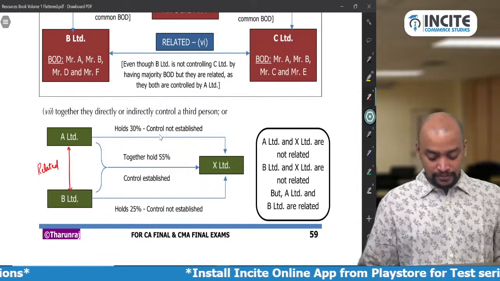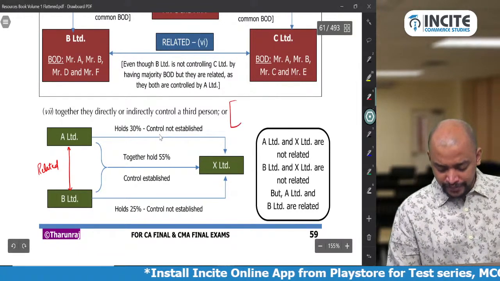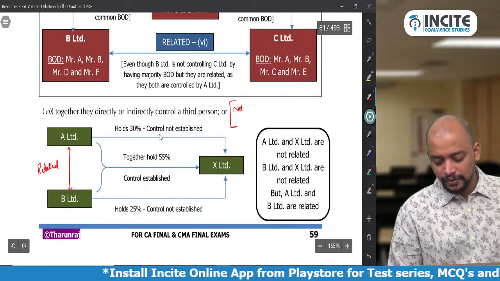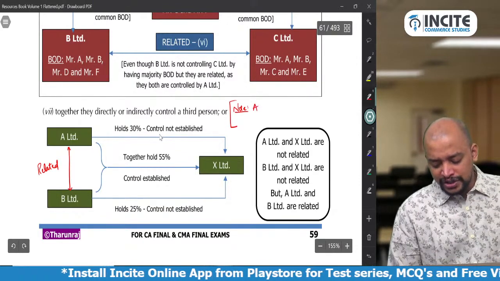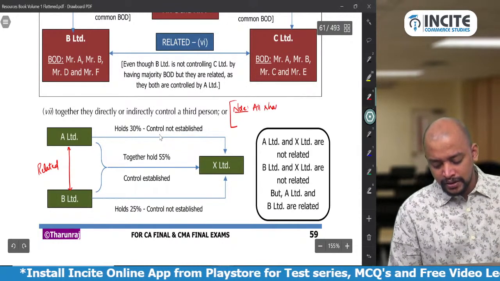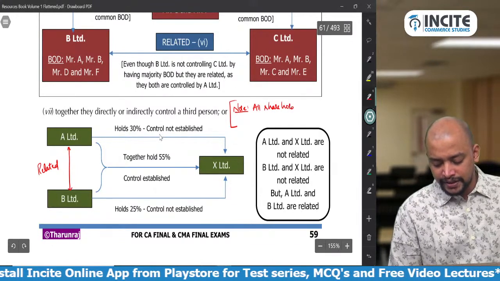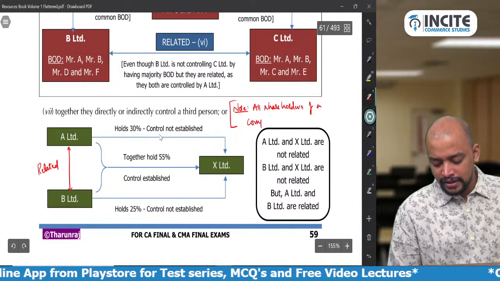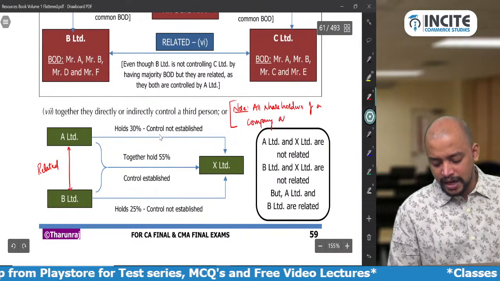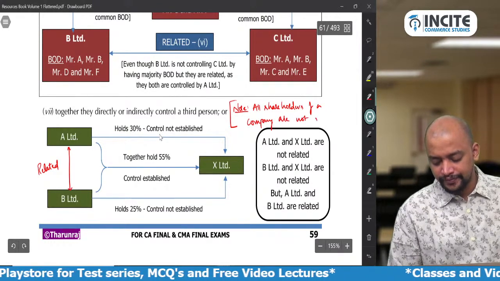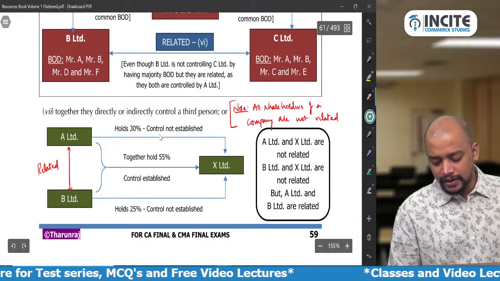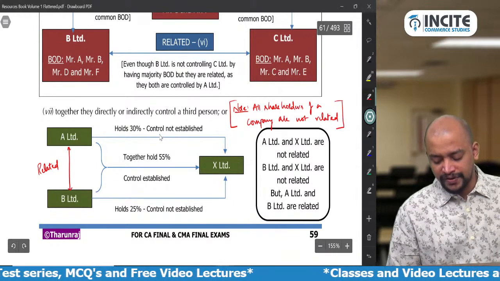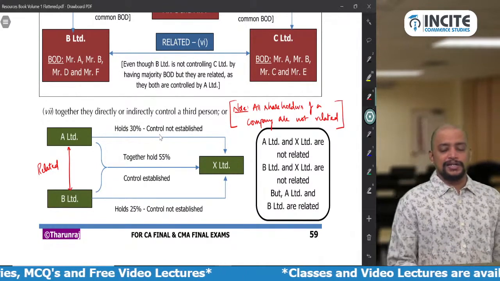So try to make note: all shareholders of a company are not related. Okay.